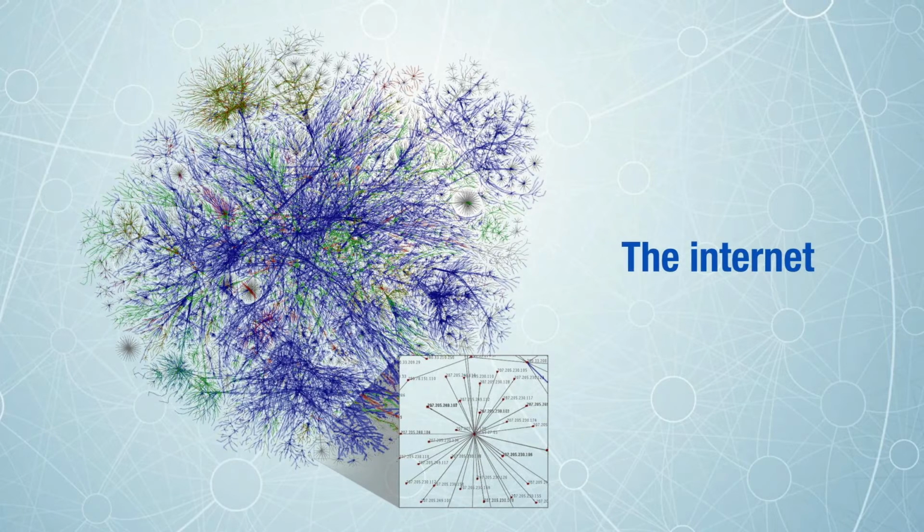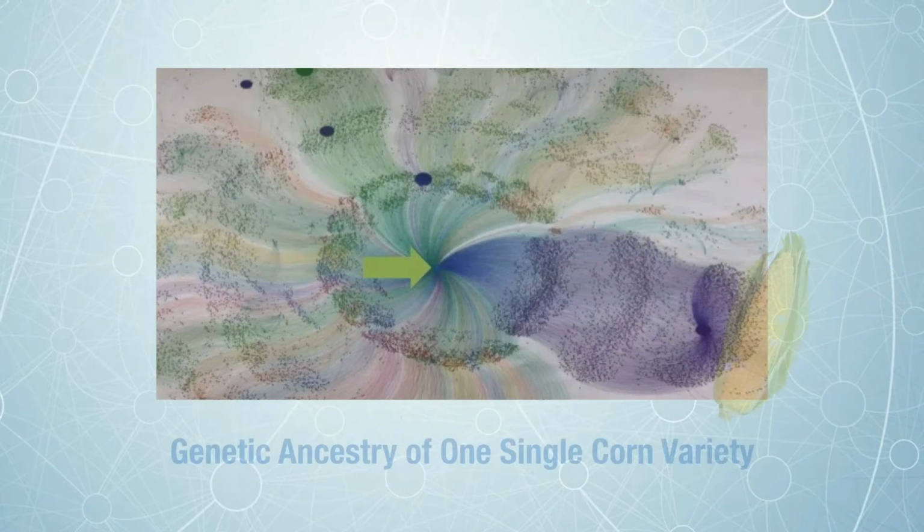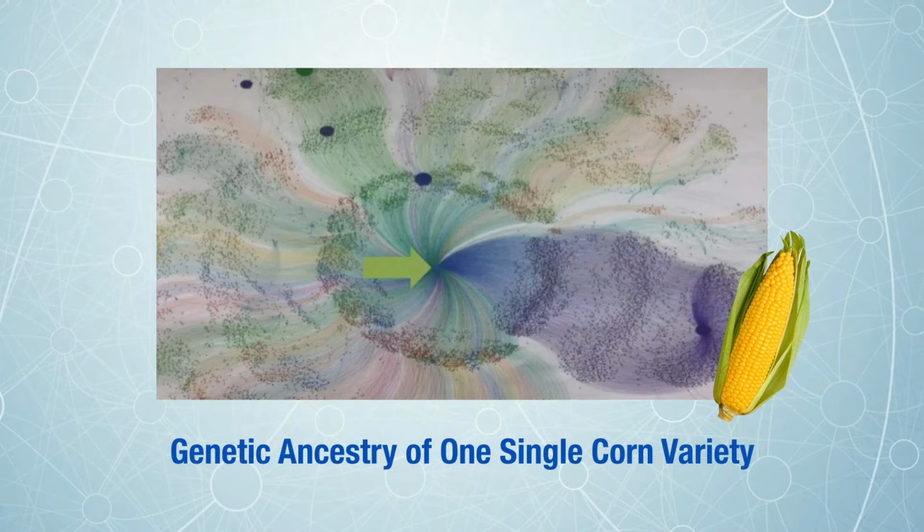But the internet has taken off largely because of enabling all of these connections between people and businesses. And this has been really important for our generations. But it steps even to other examples. This is the genetic ancestry of a single corn variety. This is showing how the DNA of corn traces back to different genetic components. And so the world is interconnected.